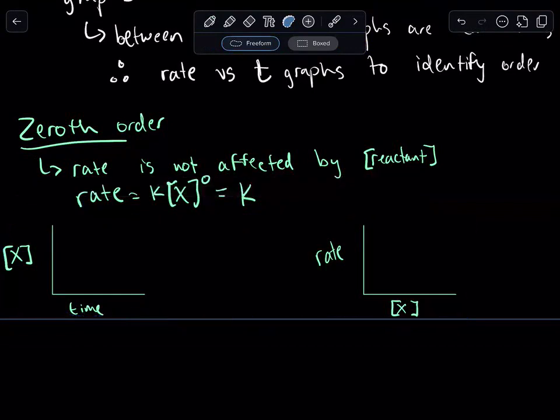All right. So in our first one, we know that the concentration will decrease over time, and it'll look pretty linear because our rate isn't changing, meaning the concentration is going to go down at a steady rate. We also know that because rate is not being affected by the concentration, as concentration changes, rate will remain constant. That's what a 0th order reaction describes.